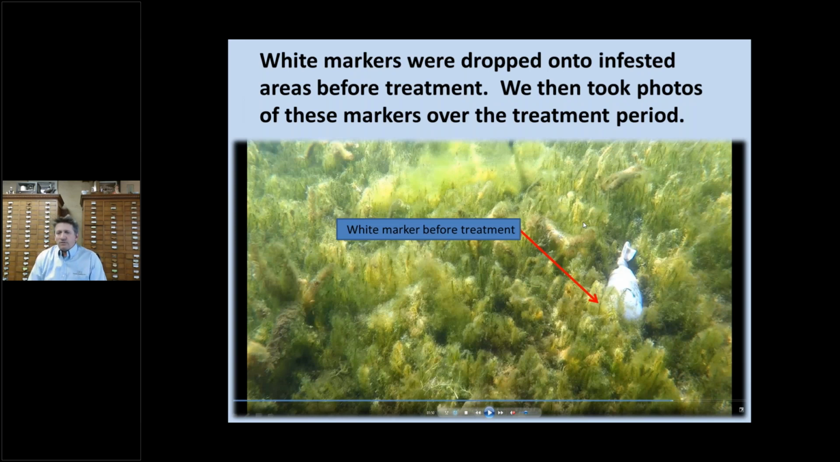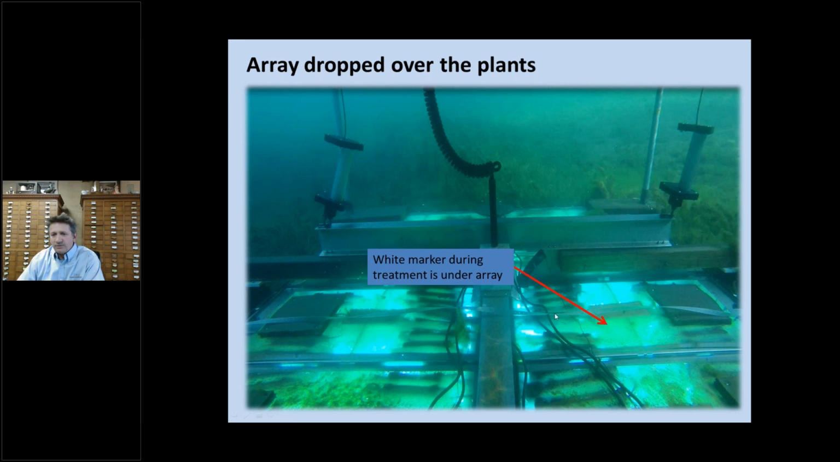So this is a method we came up with just for quick analysis of how you can treat the plants and monitor and see how the system works. We drop these sandbags right on top of the aquatic plants, and then that way we could identify them on the GPS of where we put them. We then drop the array on top of the plants, and the marker's right around this area.